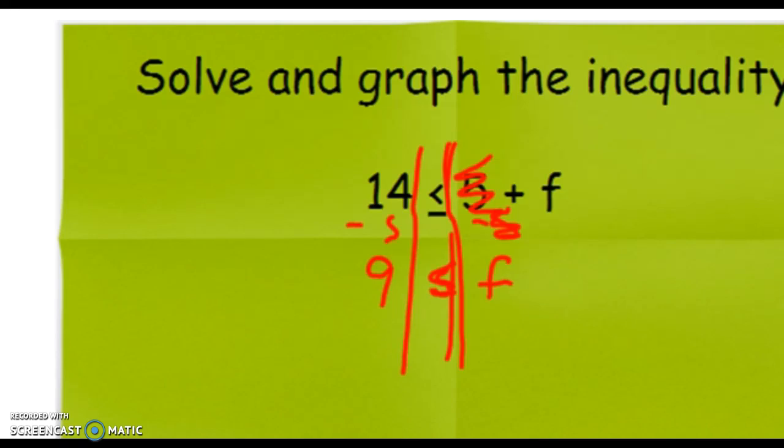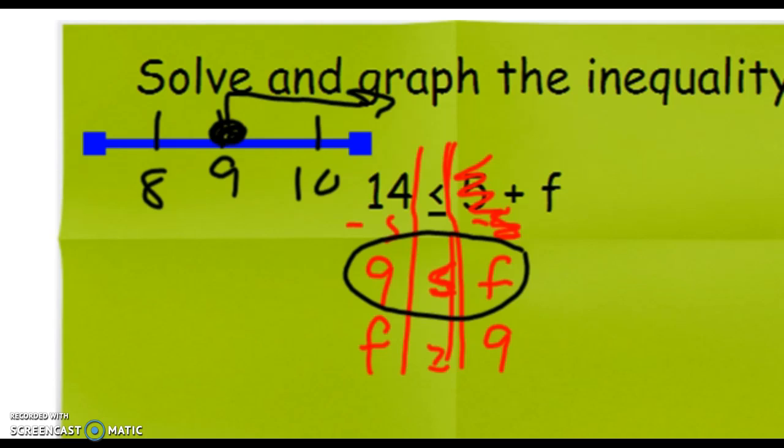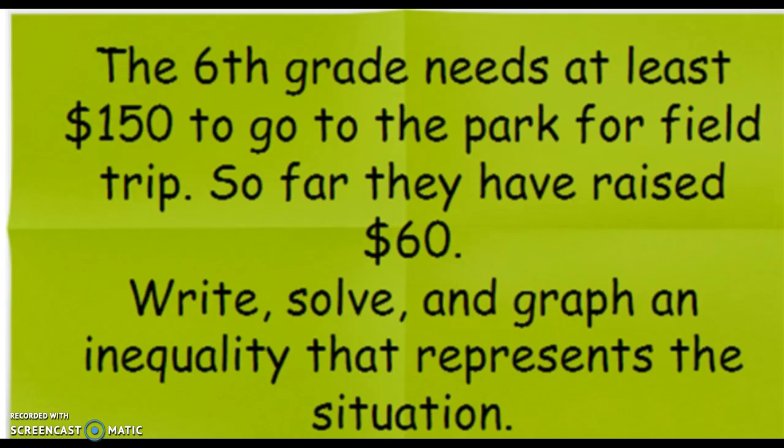So to graph that now, let me get a graph pulled up. I'm going to have 9 in the middle. This is going to be 10. This is going to be 8. This is going to be a closed dot since it is less than or equal to, but I want to flip all of this so that it's easier to graph. So now this reads f is greater than or equal to 9, so I know that my arrow needs to go to the right-hand side. You can graph it based off this. It's just a little bit harder to see which way the arrow goes if you graph it.